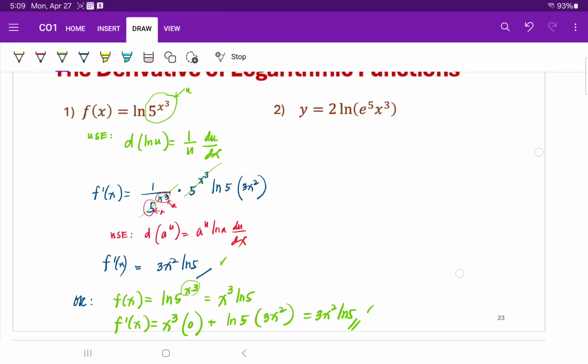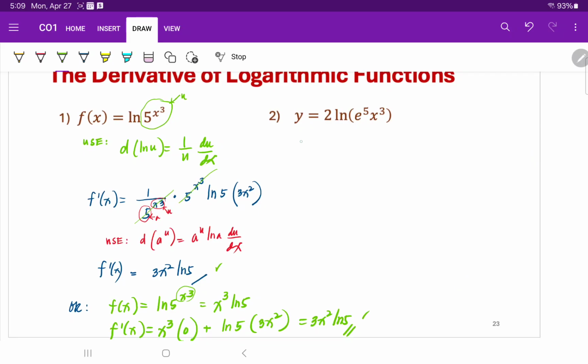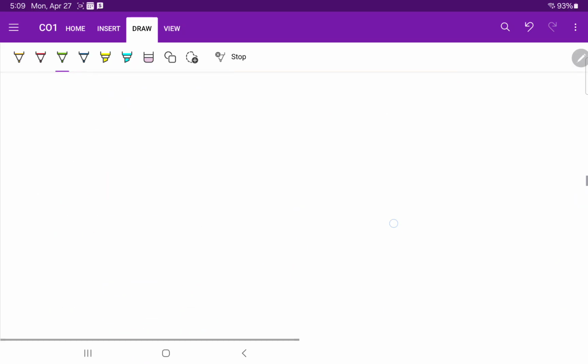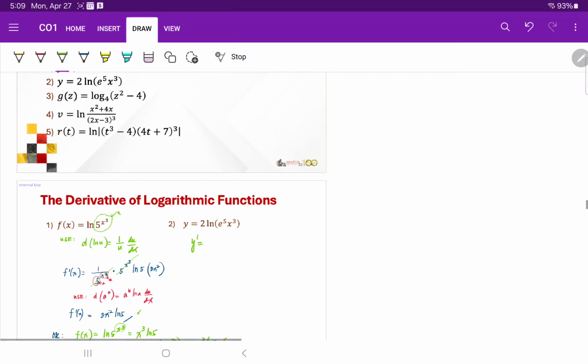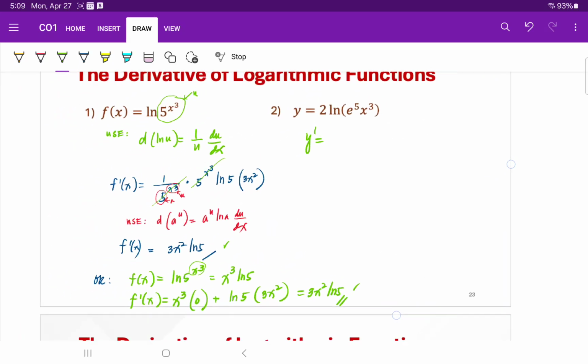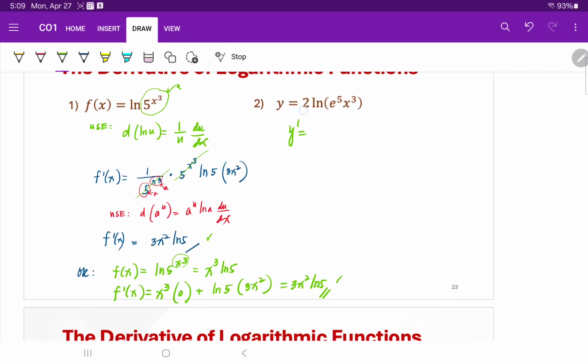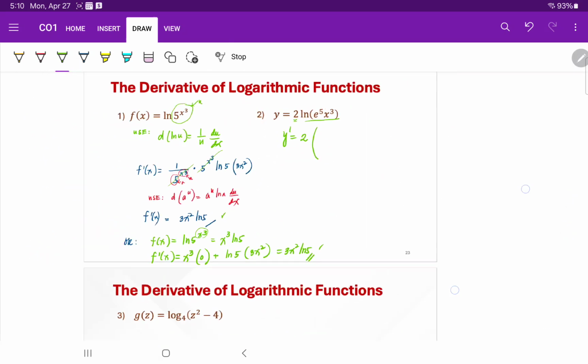Anyway, let's do number 2. So for number 2, what is number 2? Y prime is equal to what? So again, we have here a constant times this one. So we copy the constant term, and then we multiply it by the derivative of ln of x to the 5th times x cubed.